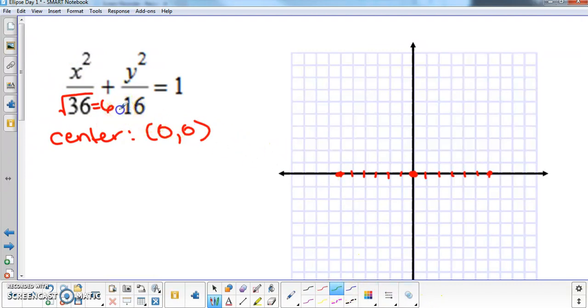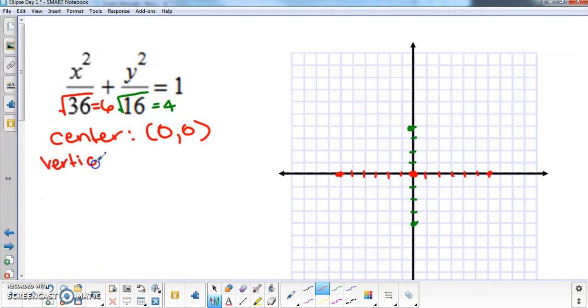Then to find this one, I got square root of 16, so that's going to get me 4. So I'm going to go 1, 2, 3, 4, and 1, 2, 3, 4. Okay, so now I've got those. So let me go ahead and just identify the information that I have right here.